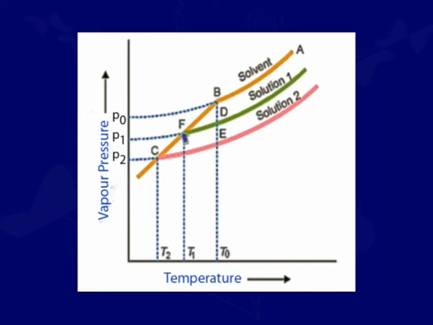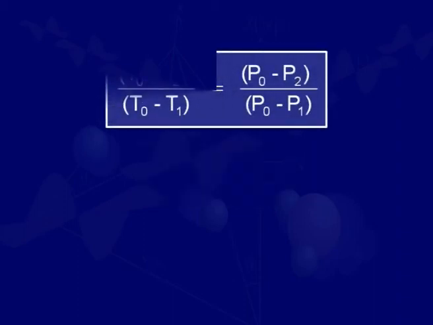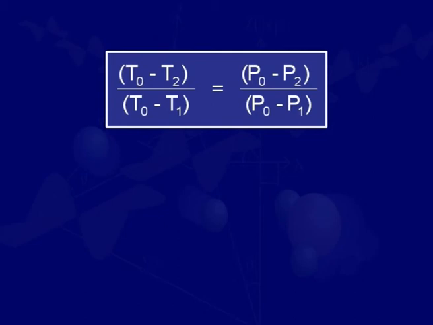For very dilute solutions, the curves FD and CE are almost straight lines and BC is also nearly a straight line. Therefore, triangle EBC and triangle DBF are similar. Hence, from the properties of similar triangles, we have EC upon DF equal to BE upon BD, which is again equal to (T0 minus T2) upon (T0 minus T1), equal to (P0 minus P2) upon (P0 minus P1).